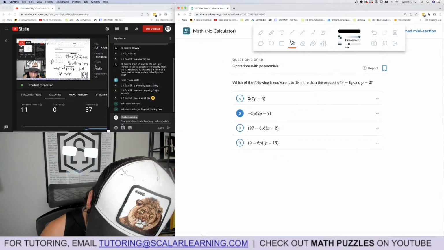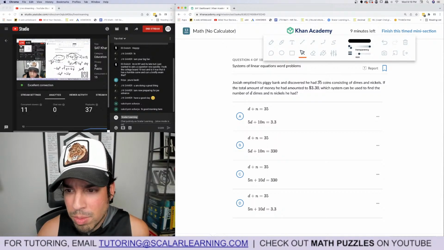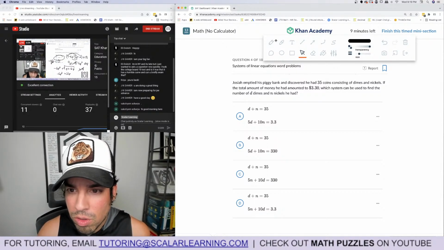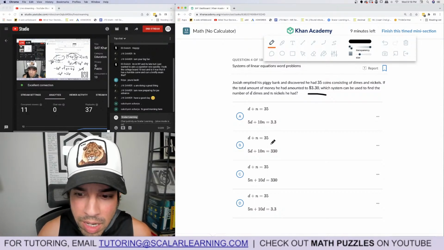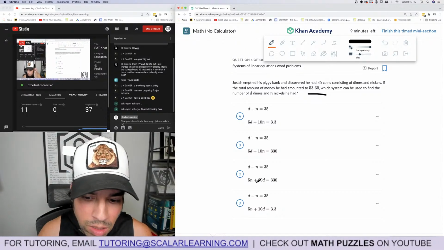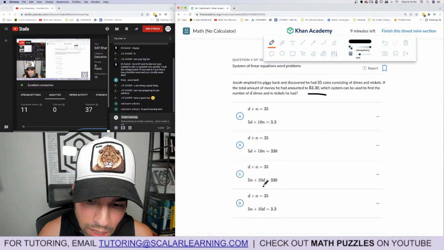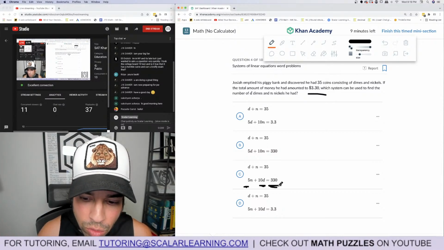Boom. Number 3. What's our time? 9 minutes. Josiah empties his piggy bank to find 35 coins of dimes and nickels. Okay, total is 330. All right, so they want a system of equations. So d plus n has to equal 35. And then it's 5 times the number of nickels plus 10 times the number of dimes, because dimes were 10 cents, nickels were 5 cents, equals 330.